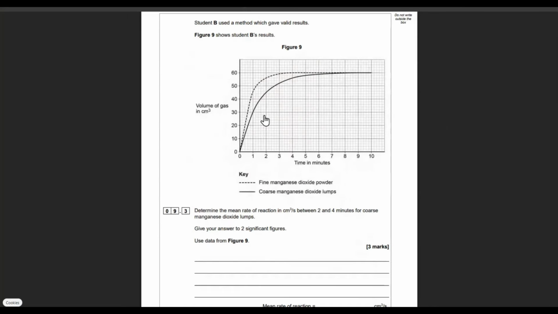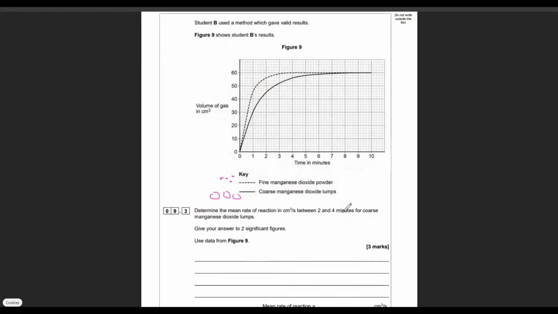Okay, student B used a method which gave valid results. Figure 9 shows student B's results. Here's figure 9. Volume of gas in cm³ on the y-axis and time in minutes on the bottom there. We can see we've got fine manganese dioxide powder and coarse manganese dioxide lumps. So they're investigating surface area here.